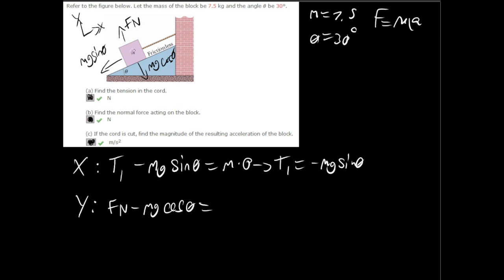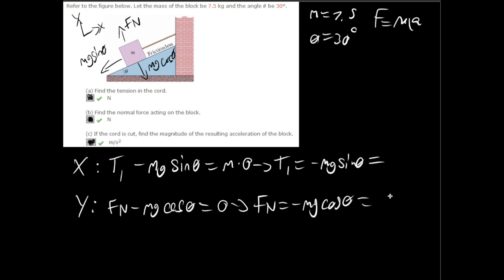equals, again, the mass times the acceleration, which is going to be 0 because it is not moving, it's not jumping here, it's not moving up and down, so it's going to be 0. So again, we can infer that Fn is going to equal mg cosine theta, and we can figure out what that's going to be.